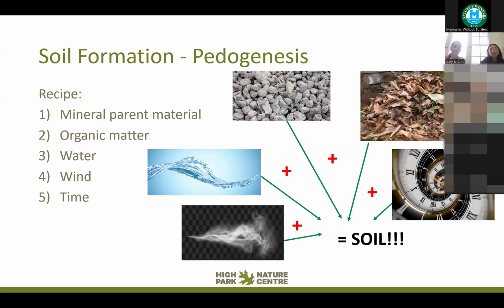And speaking of soil, we got a little spoiler of this. But this is just all about how soil is formed, and it's got a very fancy name called pedogenesis, which I love. And this is just our recipe. So the first thing we need is mineral parent material, which would be either solid bedrock or just bigger rocks. The second is organic matter, so that's leaves, dead plant matter, even bits of dead animals. The third is water. Fourth is wind, and the fifth is so much time. And then after all that, you've got soil.